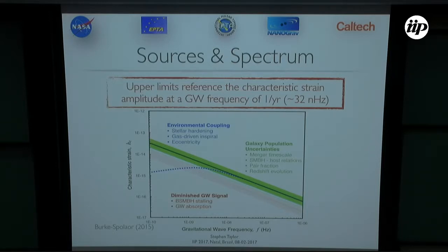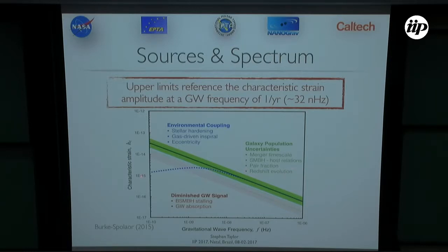Nevertheless, our upper limits come primarily from a few nanohertz, and then we use a scaling to bring that to 32 nanohertz. And the kind of physics that are affecting the characteristic strain spectrum at these different frequencies are going to be typically galaxy population uncertainties at large frequencies. So the merger timescale of supermassive black hole binaries, host relations like the M-sigma, the fraction of galaxies which are paired together, redshift evolution of the population, all of this is affecting the overall signal level primarily at high frequencies.